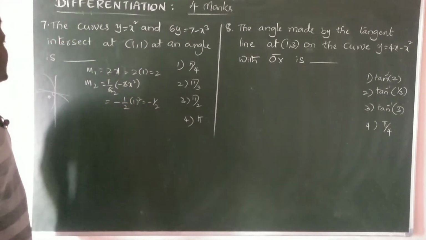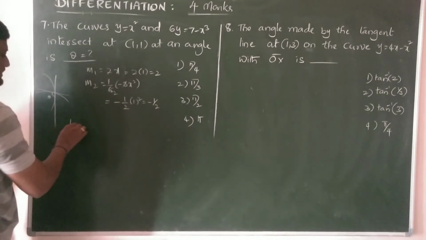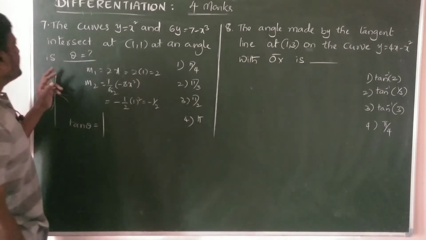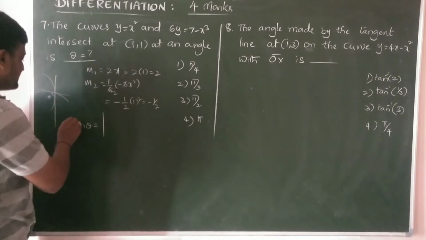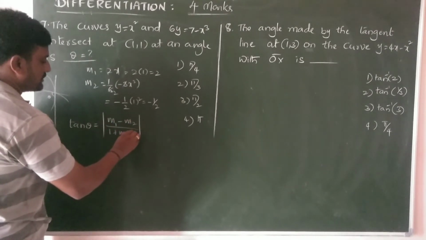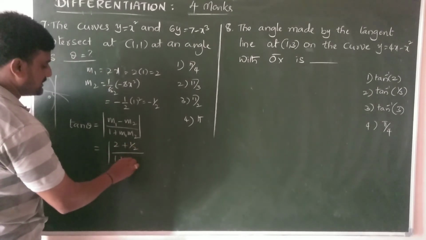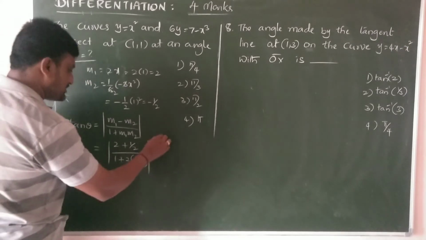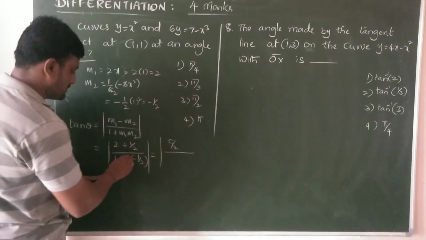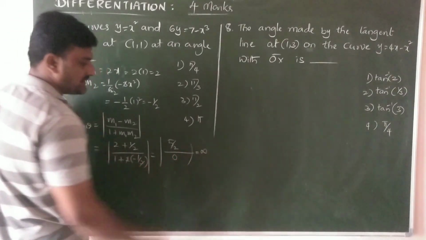Now the angle between the two curves is theta. Then tan theta equals, when two slopes are given, applying this formula, tan theta equals (m1 minus m2) by (1 plus m1 m2). Then (2 plus 1 by 2) by (1 plus 2 into minus 1 by 2) equals 5 by 2 over 0, since 1 plus 2 into minus 1 by 2 gets cancelled, it should be 0. Now it is nothing but infinity.